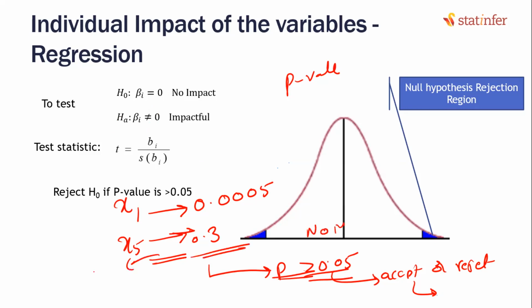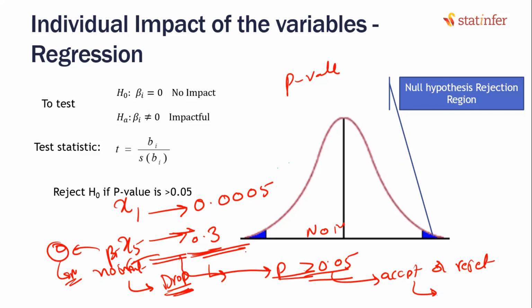X5 has no impact. If a variable has no impact, what can we do? Drop such variables? Yes, we can drop it. If its beta coefficient, beta 5, is almost 0, we can drop such a variable. That's what we also discussed in regression.